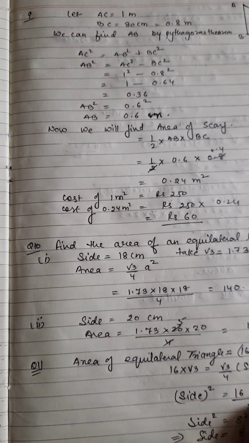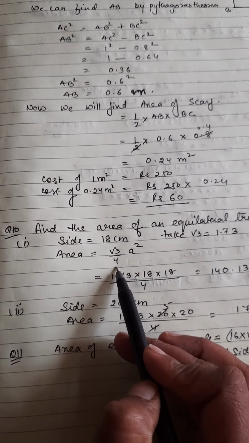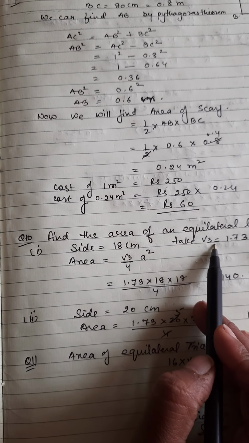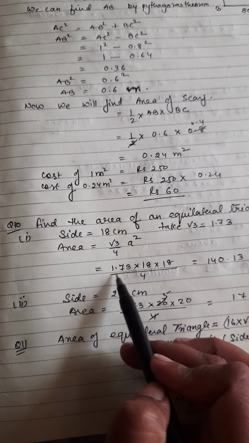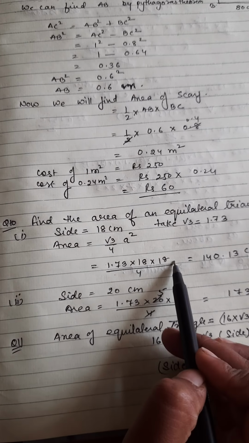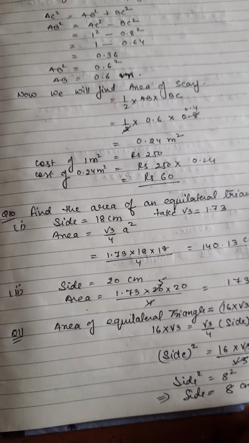Now in question number 10, we have to find the area of an equilateral triangle. So a different formula: area of an equilateral triangle is given by root 3 by 4 a square, and we have to put root 3 is equal to 1.73. So 1.73 into side square, that means 18 into 18. Solving. In the second question, side is equal to 20 centimeter.